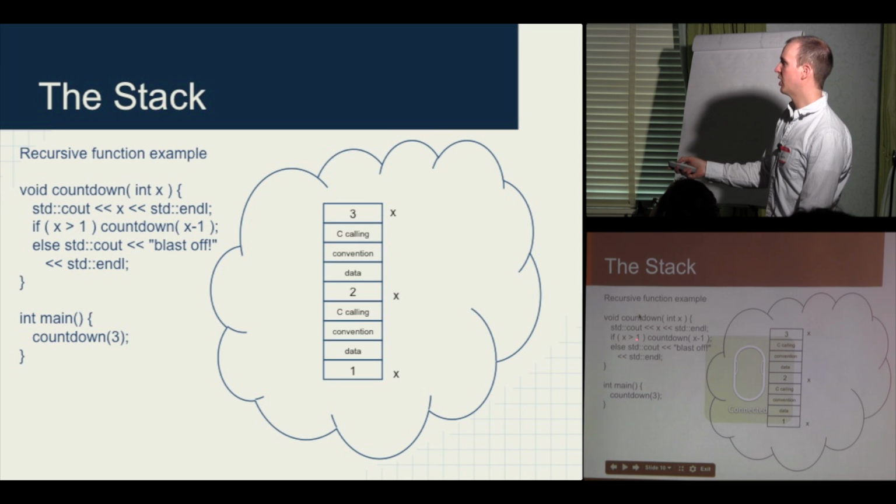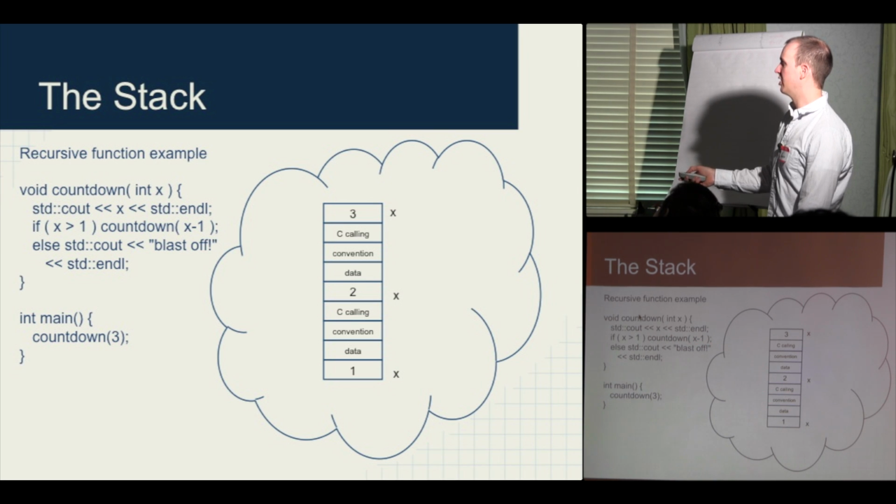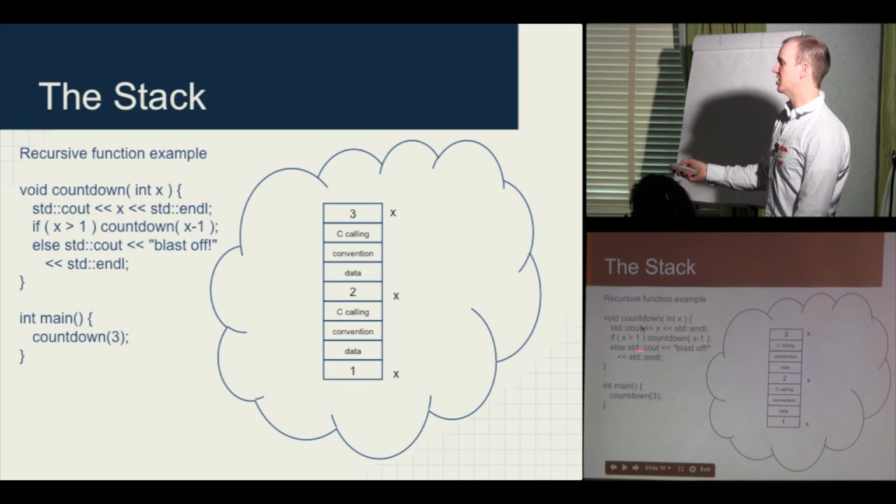We output 2. We go down to x greater than 1. This is true, and so we're going to call countdown one final time with the value of 1. It's going to put some data on the stack for our breadcrumb trail to get back home, and then another copy of x, the formal parameter x, with the value 1. At this point, you're not going to recurse any further, and instead you're going to yell blast off. As this exits, this function ends for when x was 1.